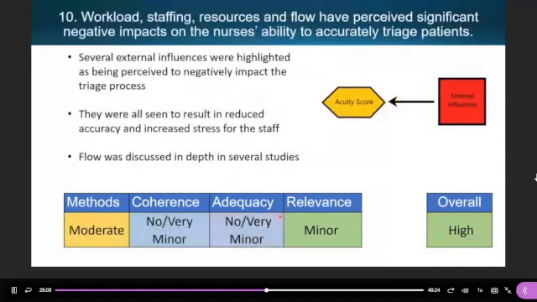This leads to our 10th finding, that workload, staffing, resources and flow, all environmental influences, have perceived significant negative impacts on nurses' ability to accurately triage patients. They were highlighted by nurses as being very important to the process despite not actually impacting the patient's own acuity. They were seen to result in reduced accuracy and increased stress for staff. Flow was highly discussed in depth in several studies. Roscoe 2016 and Wolf 2018 both focused on the impact of flow on the acuity assessment process.